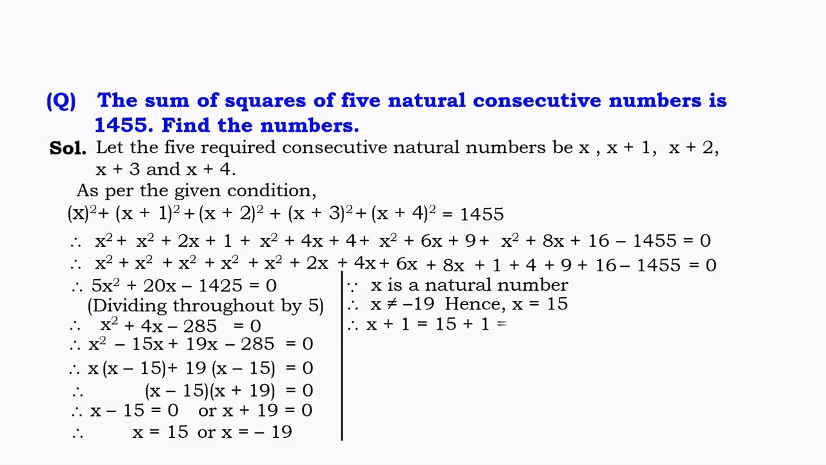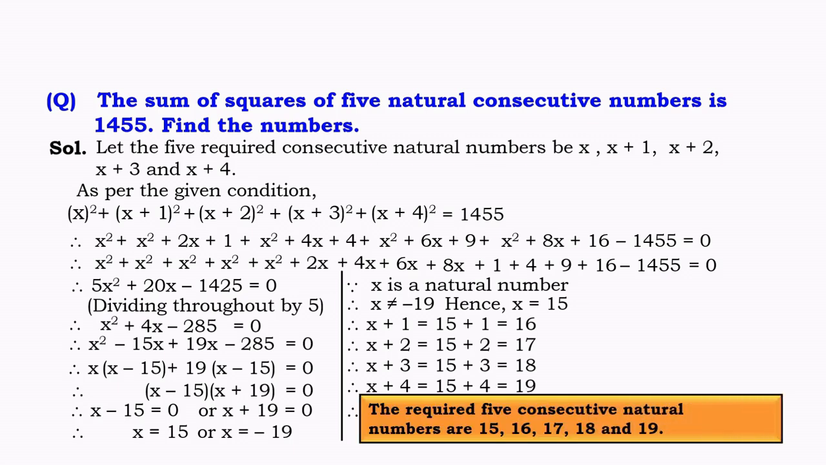Now let us find the remaining consecutive numbers. x plus 1 is 16. x plus 2 is 17. x plus 3 is 18. And x plus 4 is 19. Hence, the 5 consecutive natural numbers are 15, 16, 17, 18, and 19.